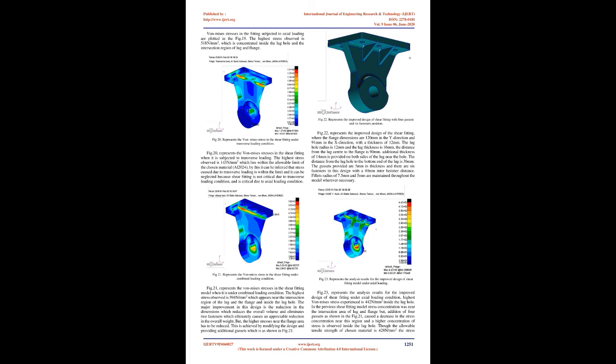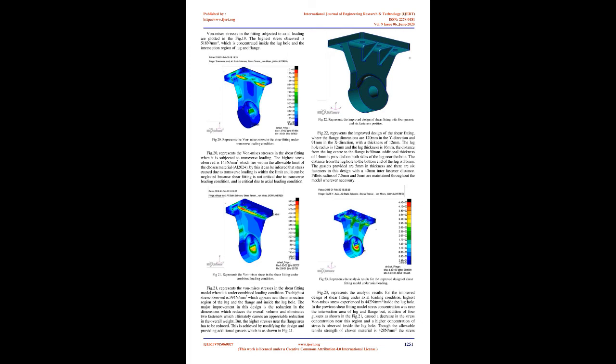Fig. 20 represents the von Mises stresses in the shear fitting when it is subjected to transverse loading. The highest stress observed is 143 N/mm2, which lies within the allowable limit of the chosen material, AL2024. By this it can be inferred that stress caused due to transverse loading is within the limit, and it can be neglected because shear fitting is not critical due to transverse loading condition, and is critical due to axial loading condition. Fig. 21 represents the von Mises stress in the shear fitting under combined loading condition.